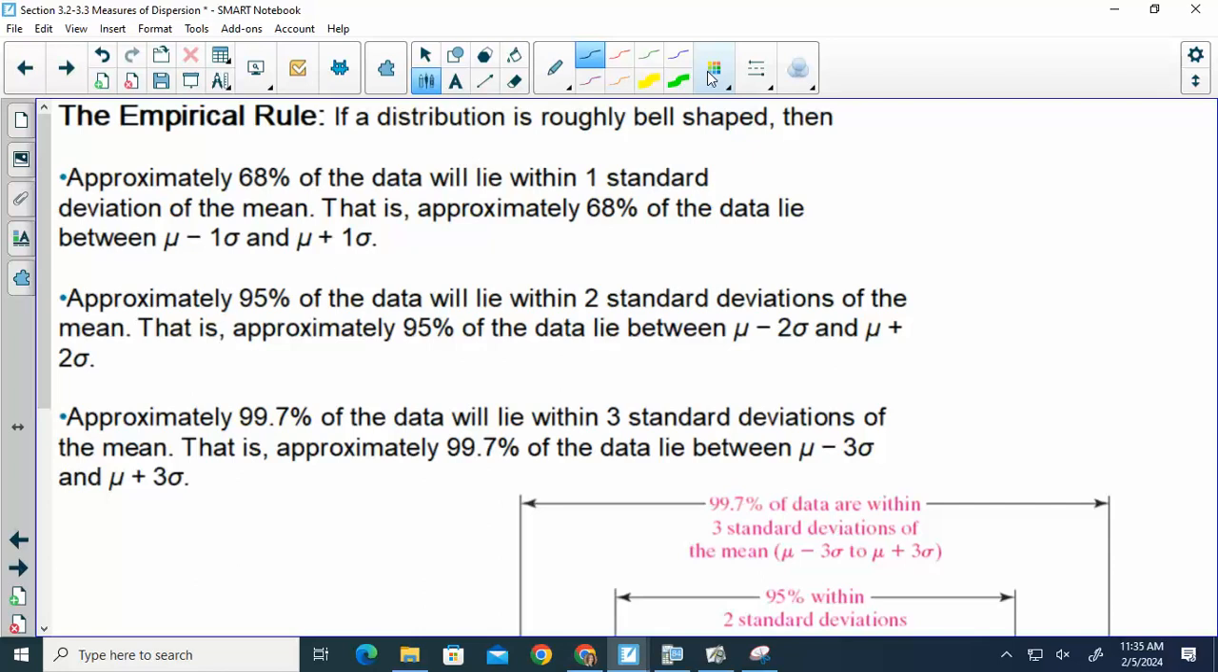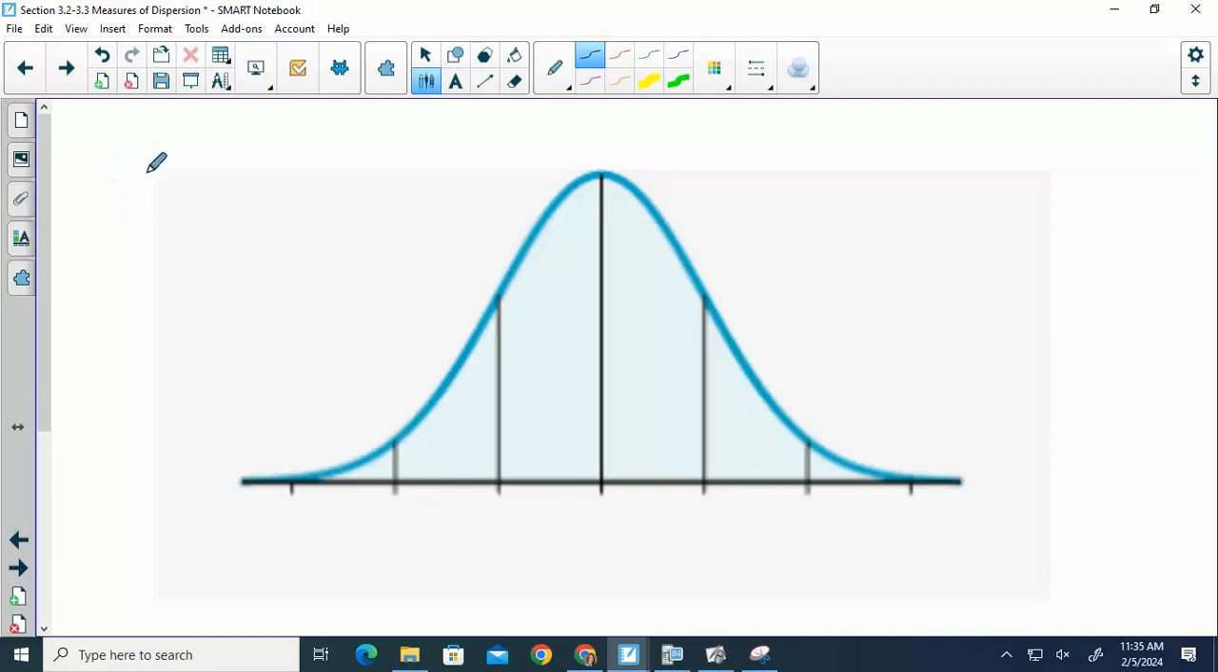So it tells us 68% of the data will be within one standard deviation of the mean. 95% will lie within two standard deviations, and 99.7% would lie within 3 standard deviations. So what that's saying is if I have a set of data, and let's say the mean is 25 and my standard deviation is 4.